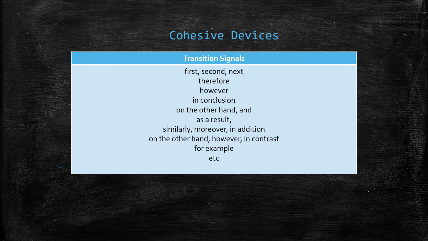Besides repeating a key noun, to make a paragraph more coherent, there are a lot of transition signals we can use. Among others are first, second, next, finally, therefore, however, in conclusion, on the other hand, as a result, similarly, moreover, in addition, in contrast, for example, etc.